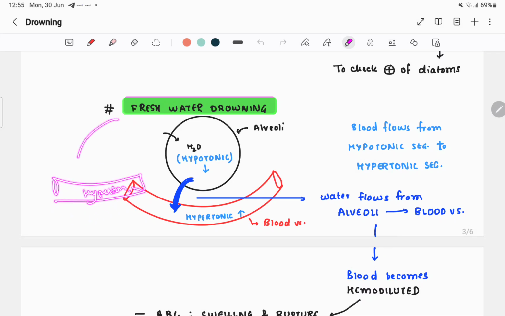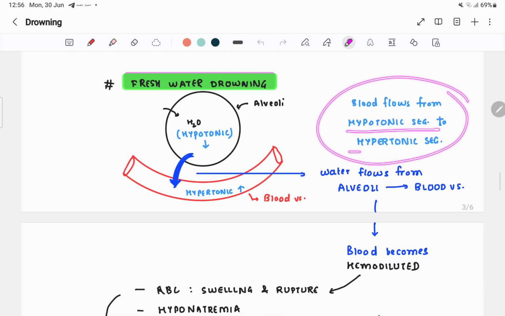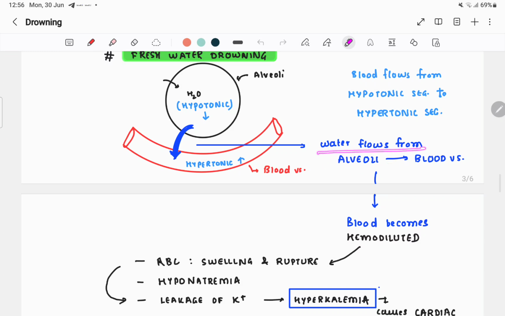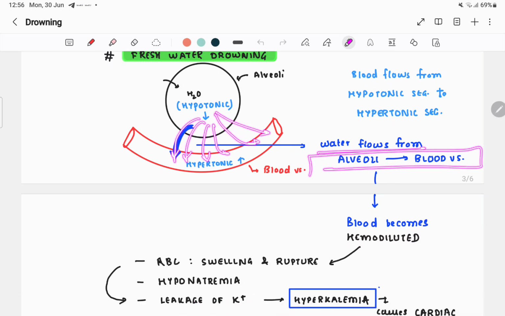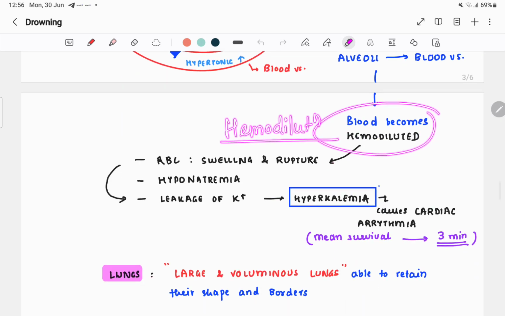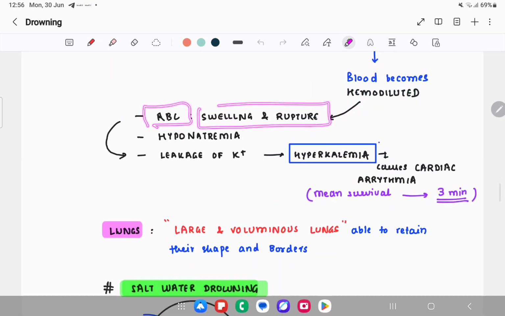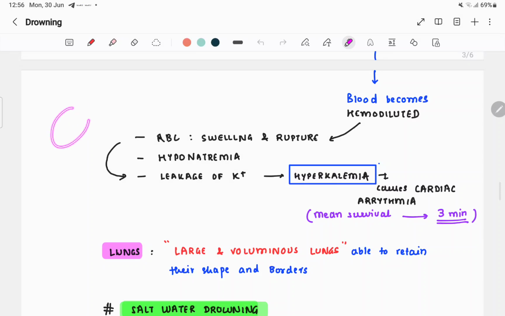So where will water flow? Water will flow inside blood vessels, from the hypotonic segment to the hypertonic segment. Water flows from alveoli to blood vessels, and blood becomes hemodiluted. Due to hemodilution, RBC will swell and rupture. There will be hyponatremia, Na will be decreased, and leakage of potassium, hyperkalemia. RBC will rupture.